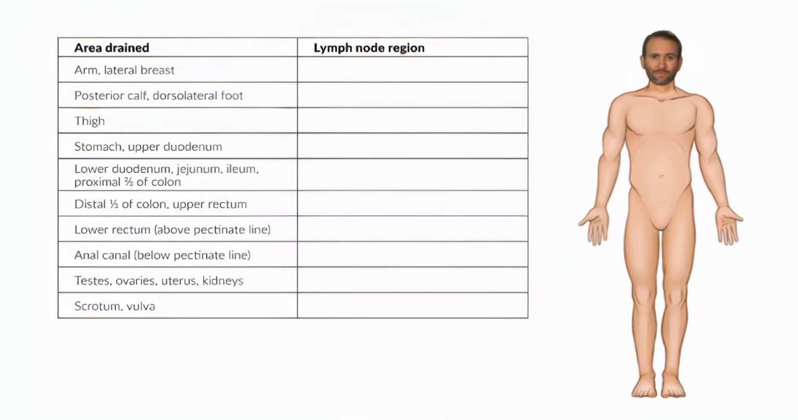So here's our buddy Dr. Lewis, and let's take a look at lymphatic drainage, starting with the extremities. The arm and lateral breast cancers are going to metastasize to the axillary nodes. This is why when we do our clinical breast exams, we palpate the axilla very carefully to make sure there's no axillary lymphadenopathy that may indicate breast cancer.